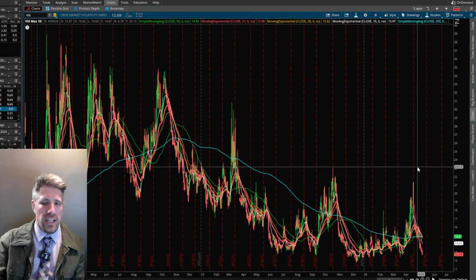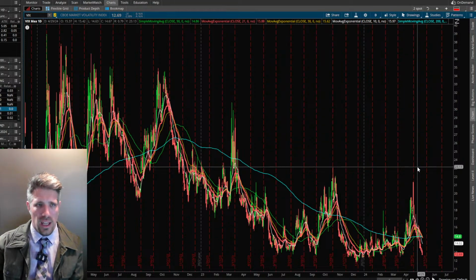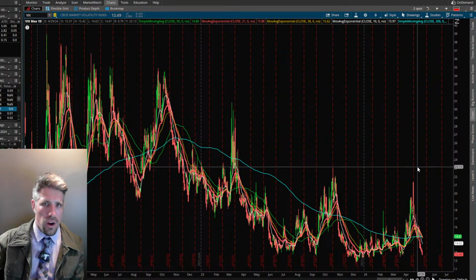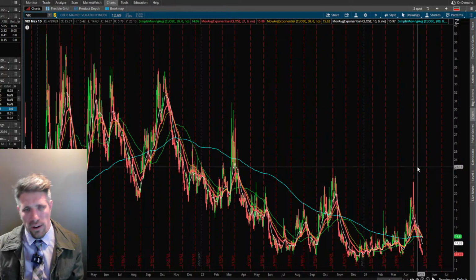The higher the VIX is, the more fear in the market. Fear equals selling. I'll say that one more time. The VIX volatility index, the higher the VIX volatility index is, the higher the fear. The higher the fear, the more selling there is, okay?